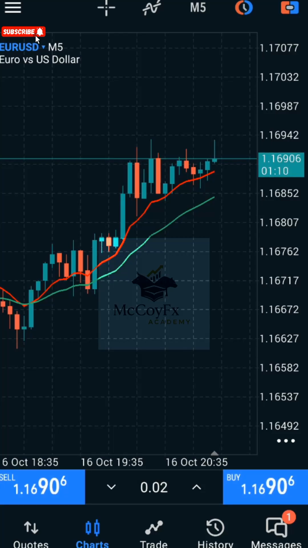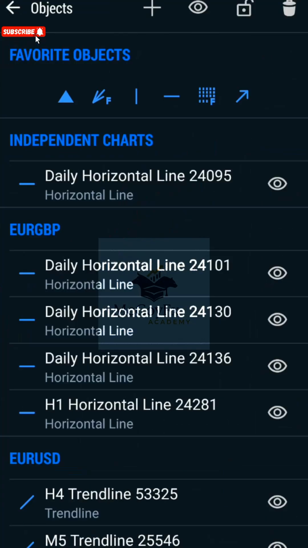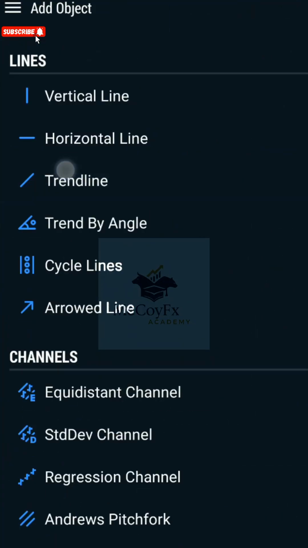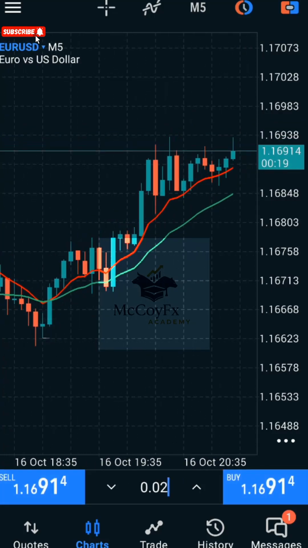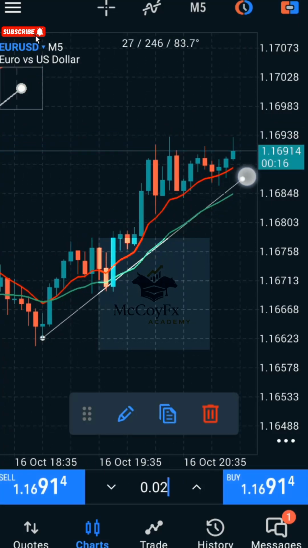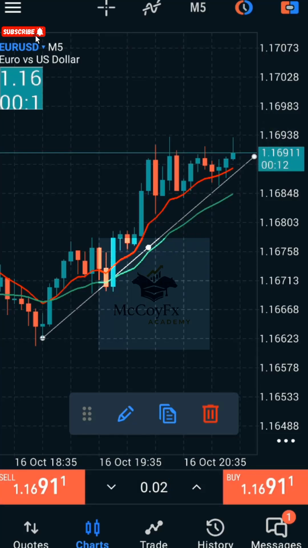Now that we have seen that even on the 5 minutes, you will still have to wait for the price to retrace to the green line. If you are not using the MA, which is the moving average, you can as well draw a trend line. So let's try to draw a trend line here. So now that I've gotten my trend line, I'm going to draw it from here just below the wick of the candlesticks.